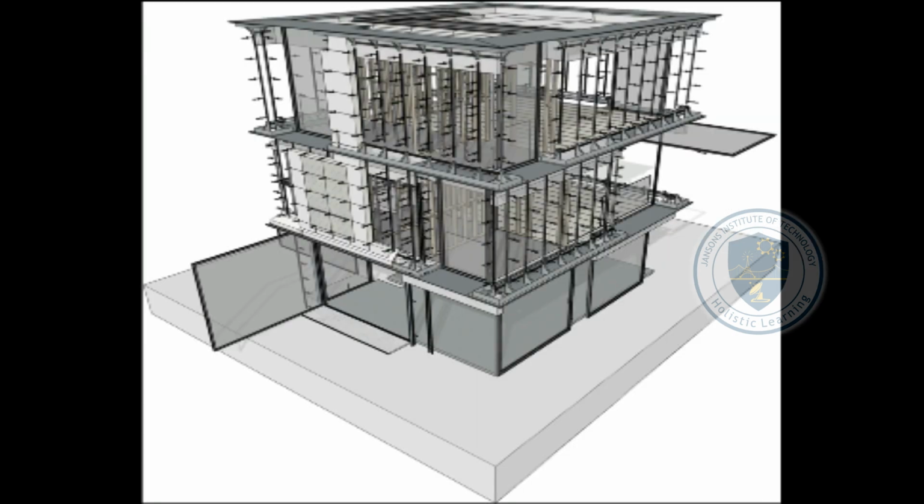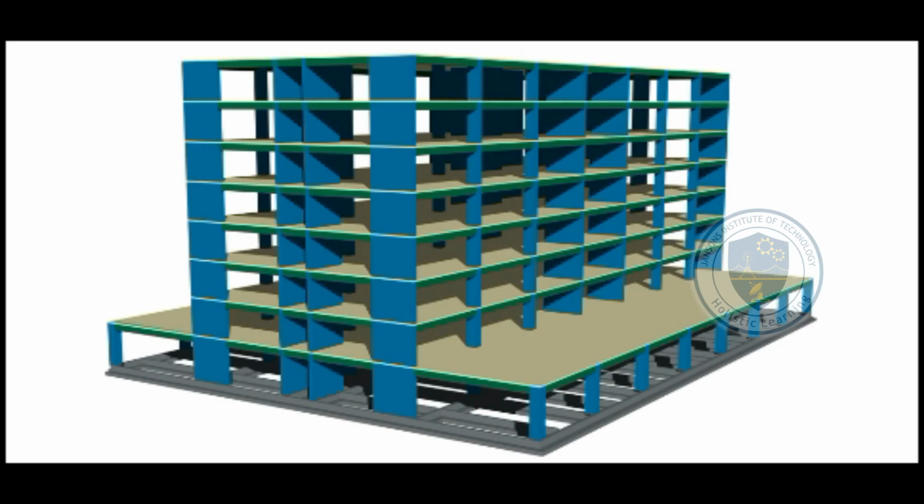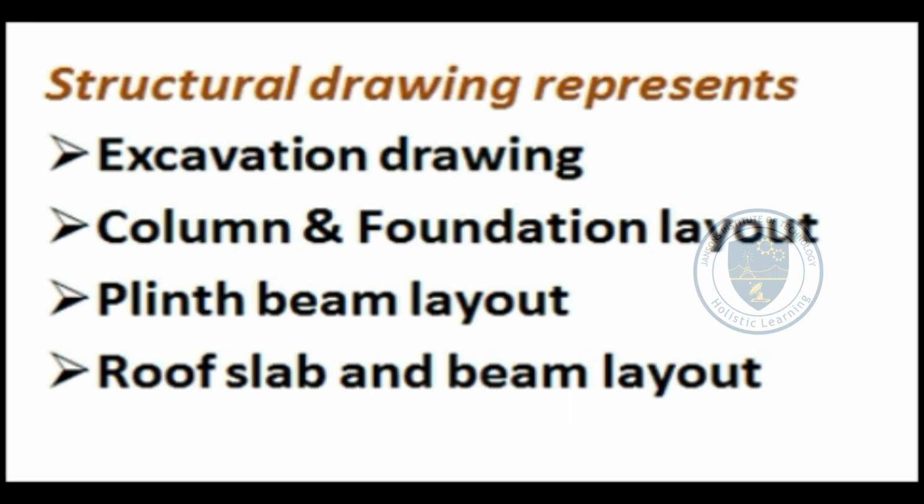Next is the structural drawing. Structural drawings communicate the design of building structure to the building authority to review. Structural drawings can be termed as the backbone drawing of the building. It consists of all the information about the structural intervention that are coming on a building. It contains many types of drawings with very minute details and descriptions. It represents excavation drawing, column and foundation layout, plinth beam layout, roof slab and beam layout.